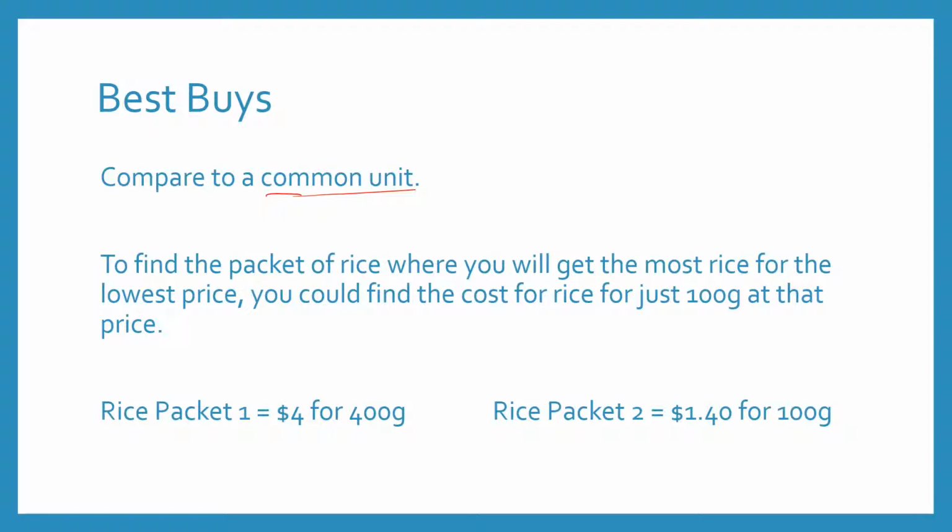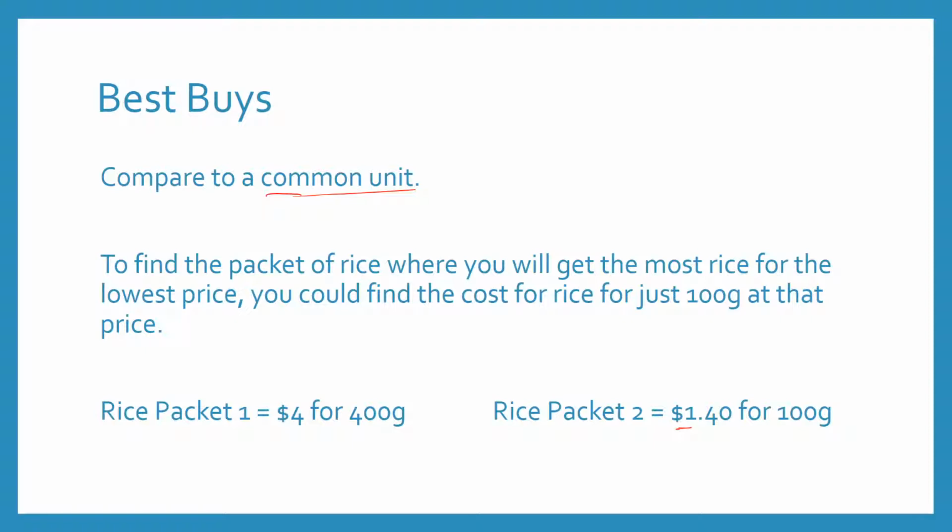But on the bottom of the tag where it says the price, it will have something like $1 per 100 grams on one, and the other one might have $1.10 per 100 grams. And the one with the cheaper number is the best buy. Here we have an example where our packet is $4 for 400 grams, so we're getting a bigger packet. Then over here, we're paying $1.40 for 100 grams. This is some very expensive rice.